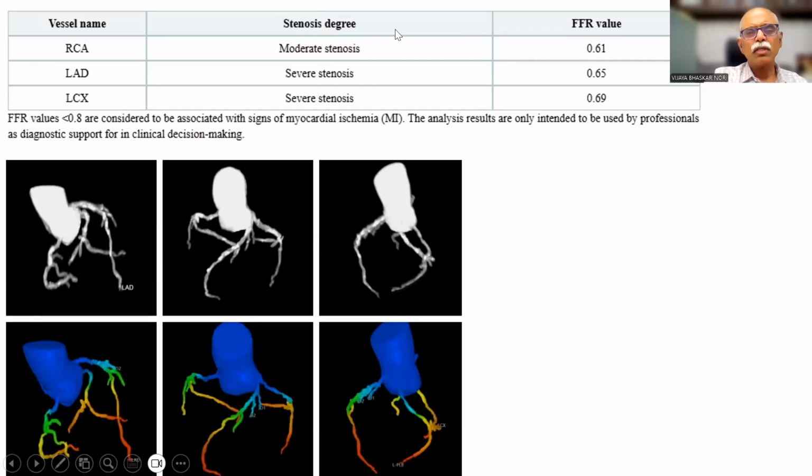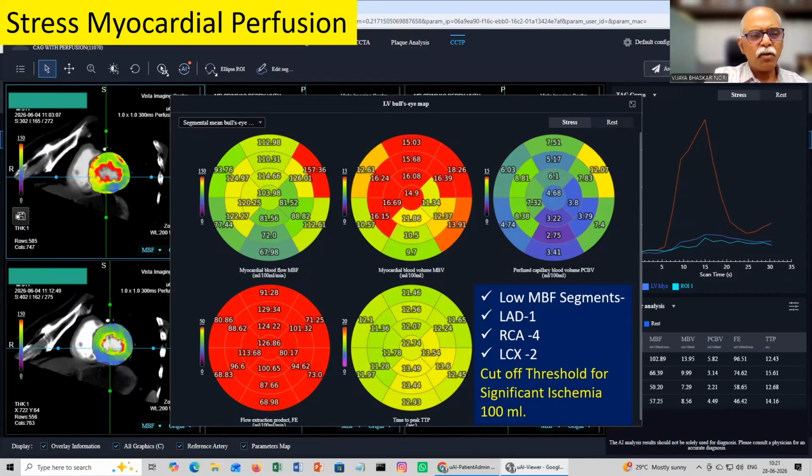CTFFR shows that there is moderate stenosis in RCA, severe stenosis in LAD, and all the FFR values in all 3 vessels are in the ischemic range, saying that there is significant ischemia in all 3 vessels. Now, when we did a CT myocardial perfusion, we found that in LAD territory there is one segment with significant ischemia. In RCA, 4 segments of significant ischemia, and LCX, 2 segments of significant ischemia. That is less than 100 ml per minute, 7 segments total: LAD 1, RCA 4, and LCX 2.